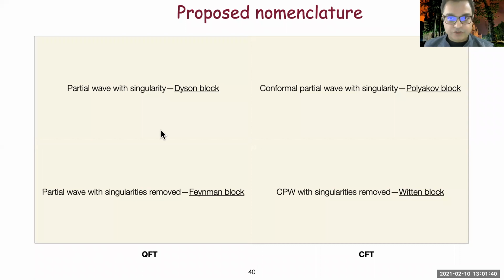So this is what I propose as the nomenclature, because I have to go with something. I think this is a sensible nomenclature to use. The partial wave with singularity, which allows for negative powers of x, is what I'll call the Dyson block. And the conformal partial wave, which has these negative powers of x, I will call the Polyakov block. So these are the Regge bounded Polyakov blocks, if you want. The first line is Regge bounded. The second line, where I'm removing these negative powers of x, on the quantum field theory side I want to call the Feynman block, and on the conformal field theory side we should call it the Witten block, because they represent the Witten diagrams.